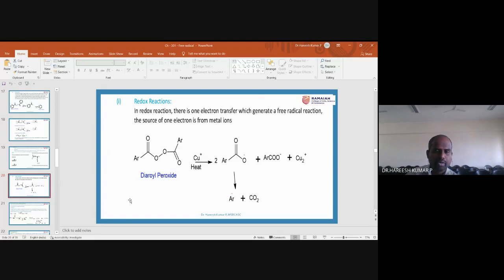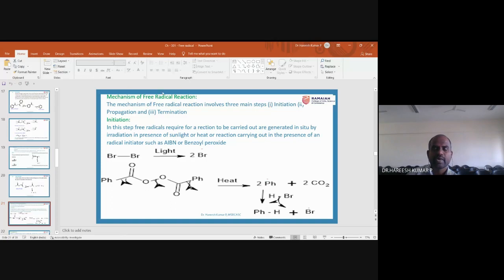So let's look into the mechanism of free radical reaction. The mechanism of free radical reaction involves three main steps: initiation, propagation, termination. Initiation means, for example, bromine. When bromine is irradiated with light, it undergoes homolytic cleavage, giving rise to two molecules of bromine radical. And this is a light reaction.